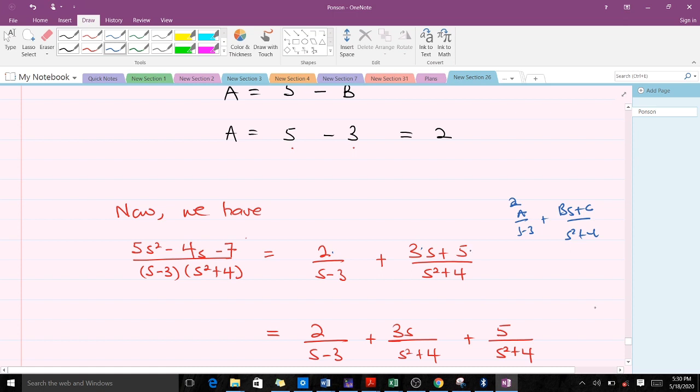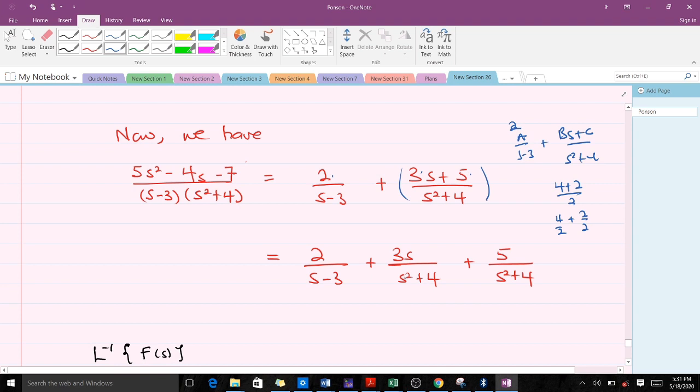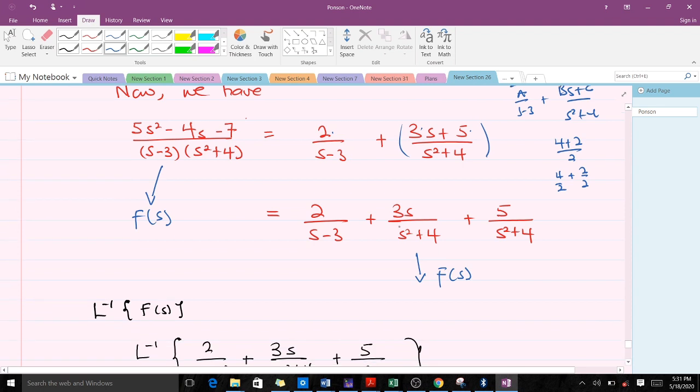So we have this. But you should know that when you have something like (4 plus 2) over 2, this is the same as 4 over 2 plus 2 over 2. Right? So that means this particular expression we have here is the same as 3s over s squared plus 4 plus 5 over s squared plus 4. I hope you get it. So you realize that this was our F of s. So we've been able to use partial fractions to get this to be our new F of s. So we are supposed to find the Laplace inverse of this F of s that we have here.